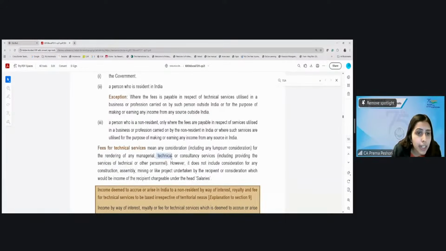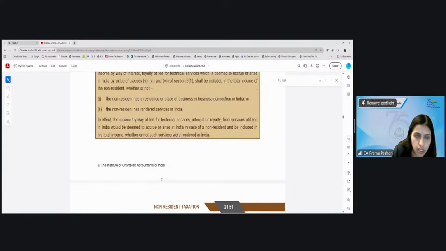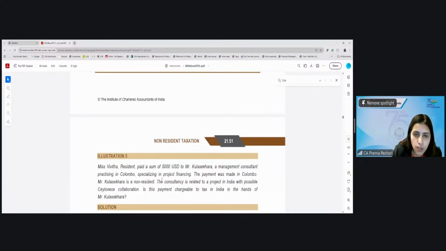Now the term technical is not very widely understood. So whether it includes automated services, the Supreme Court has said that no, it doesn't include automated services. The term technical derives its meaning from the neighboring words managerial or consultancy. Managerial or consultancy requires some human intervention. So purely automated services are not technical services. It has to be some customized service. It cannot be some generic sort of service.